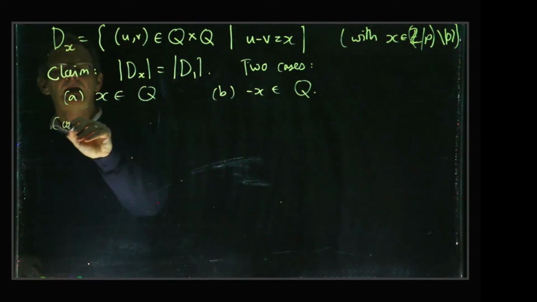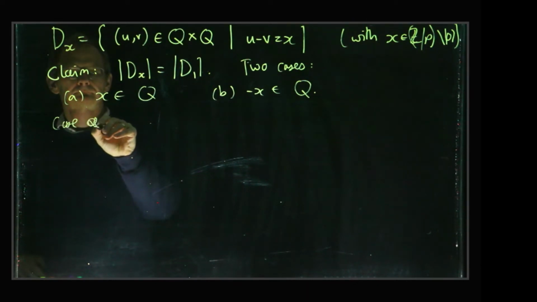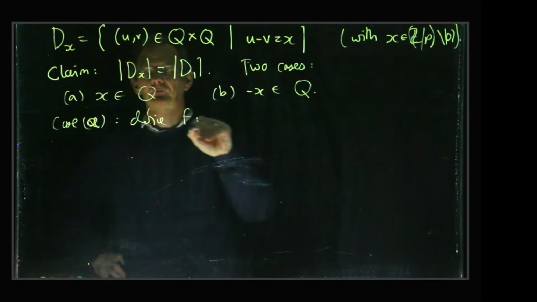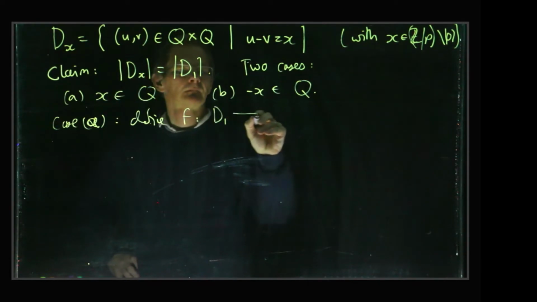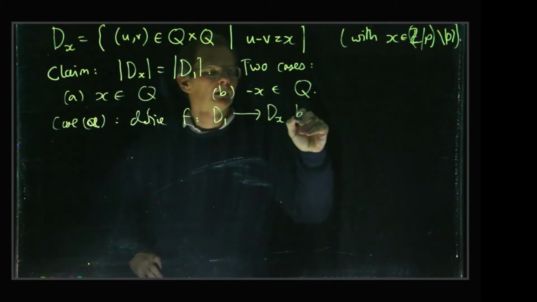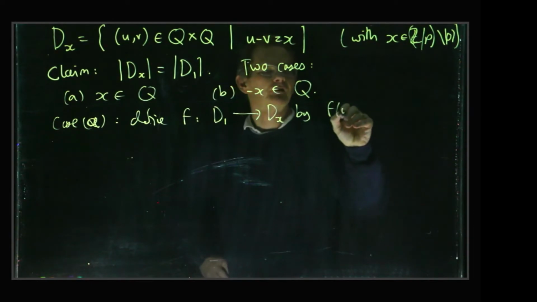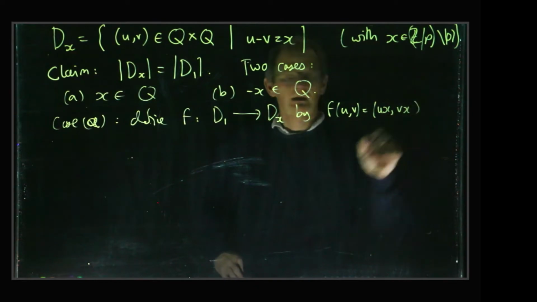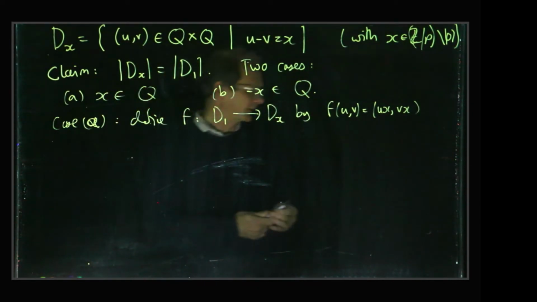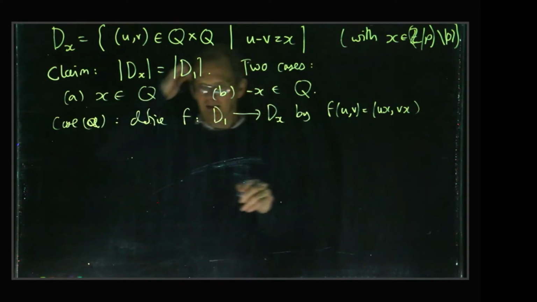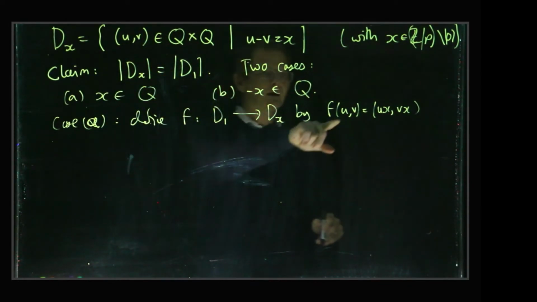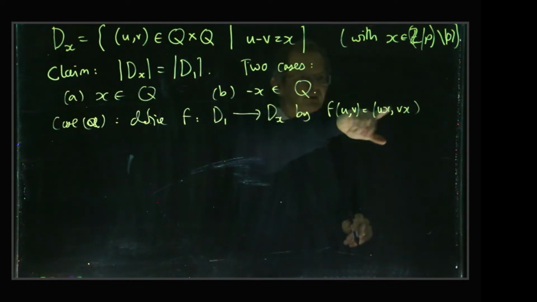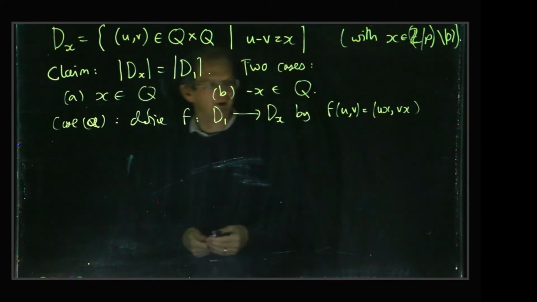So in case A, well, we can define f from D1 to Dx by f of (u,v) is just (ux, vx). Okay, so now what's going on here? This is valid because in this case x is a square and u is a square, so u times x, that's also a square, right? It's clear that the product of two squares is a square.